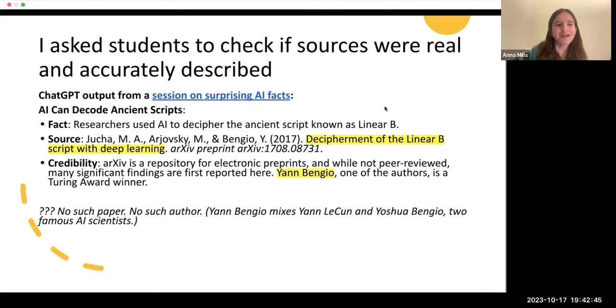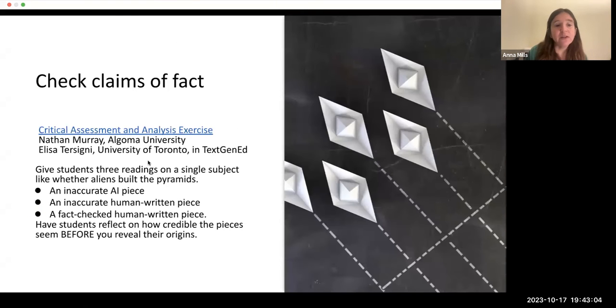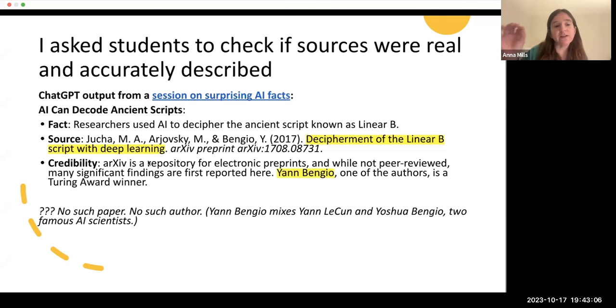Makes it social. So I had students look at a whole bunch of claims about AI that ChatGPT made. So I asked it to give me surprising things about AI and sources. And so then we looked, they on their own tried to research if those sources were real, if they were accurately represented and summarized.